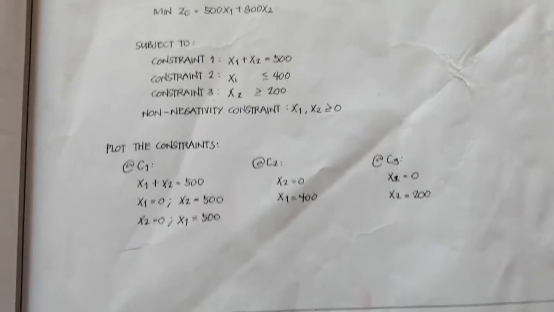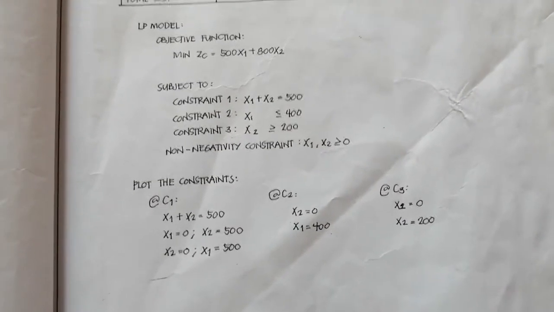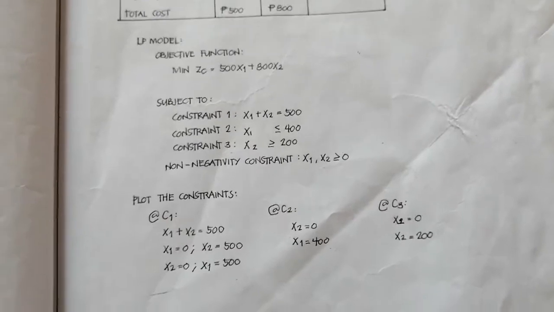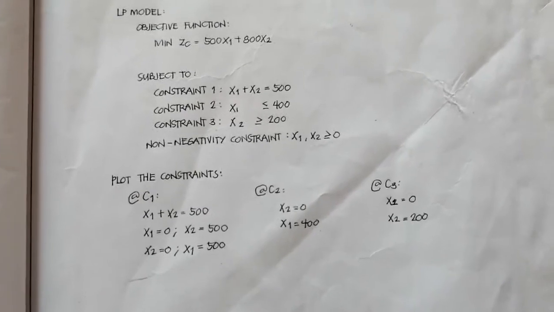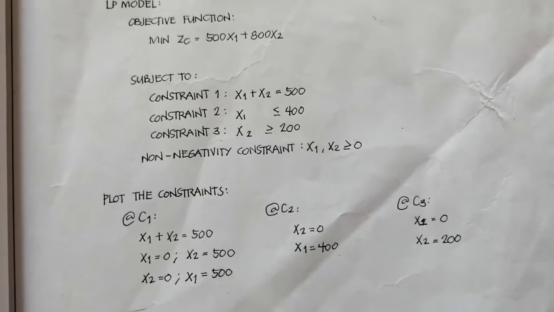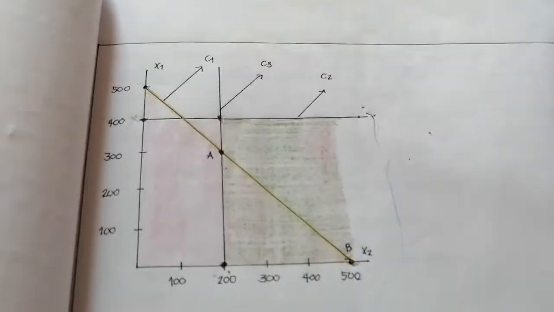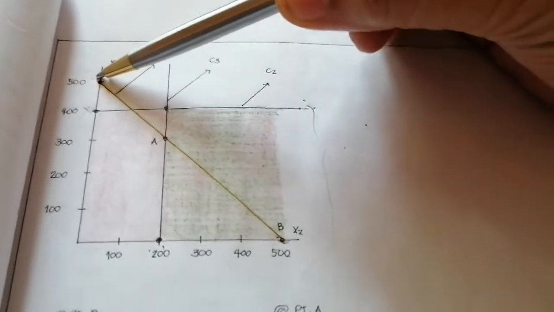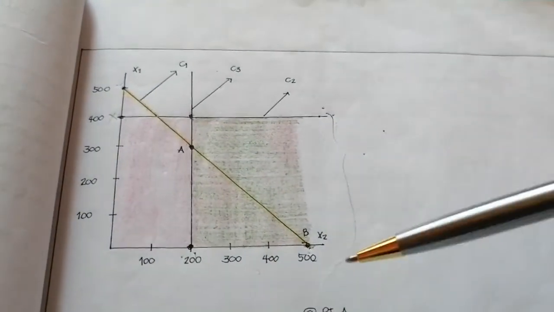Okay, now we're going to plot the constraints. For the first equation, again, the same thing as what we did in maximization, we're going to assume one variable is equal to 0. So for the first equation, x1 plus x2 is equal to 500. If x1 is equal to 0, your x2 will be 500. And if x2 is equal to 0, your x1 is 500. So if we plot it in the Cartesian plane, your x1 is equal to 500 and your x2 is equal to 500. So you're just going to connect the 2 points.